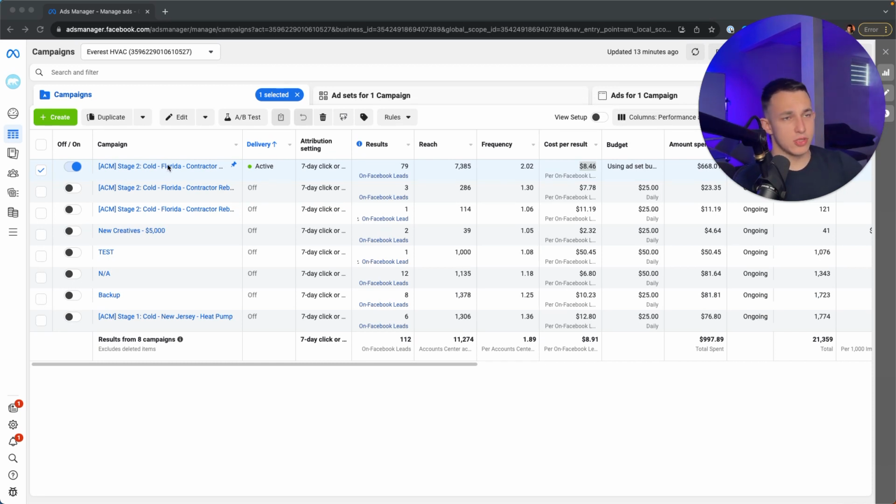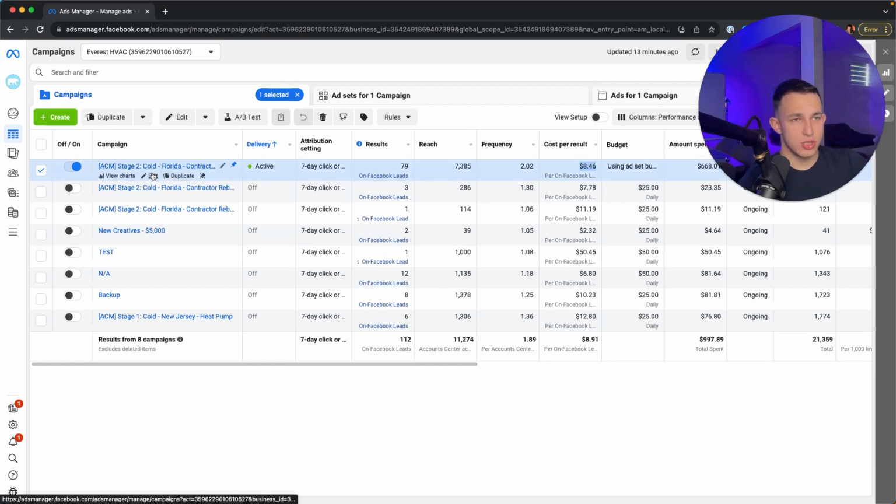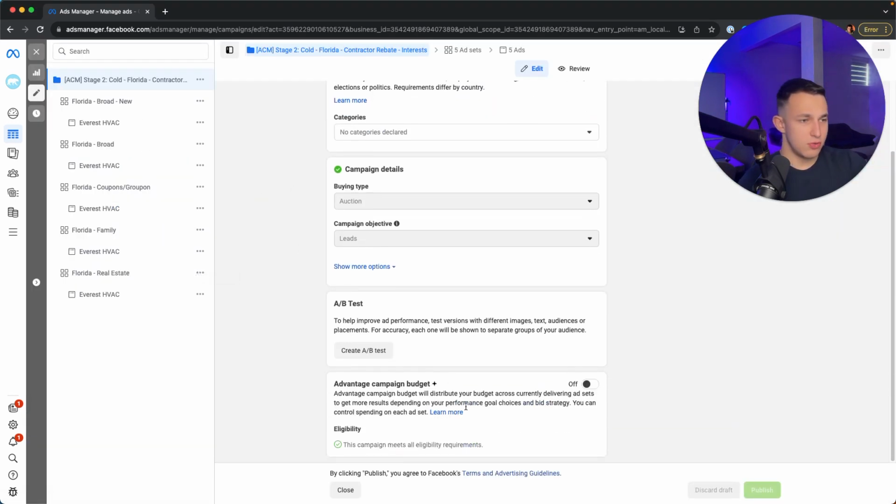Now, what does this campaign structure include? This campaign structure includes us using the Advantage campaign budget optimization. Now, it's obviously off here. And the reason it's off here is you can see that this is a stage 2 advertisement, right? Meaning that I've already optimized this campaign. I've been with this client for a couple of months now. So, you know, this campaign has already been optimized.